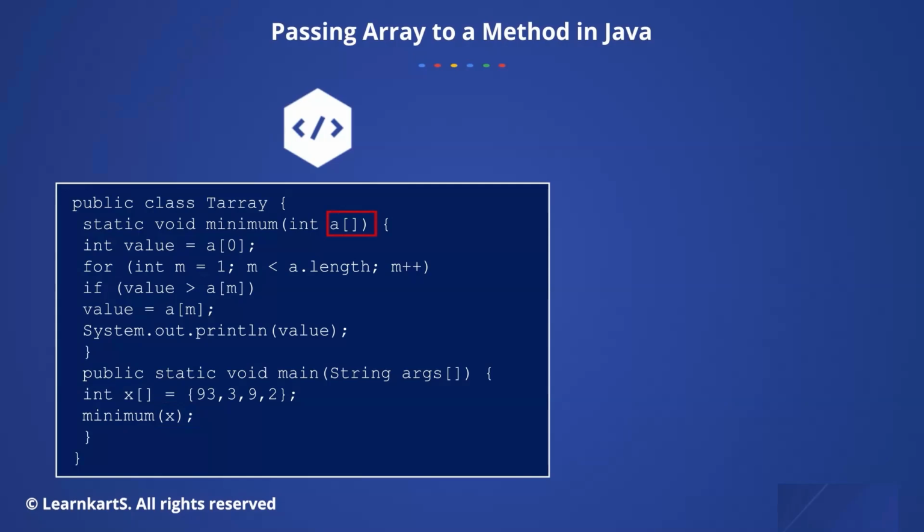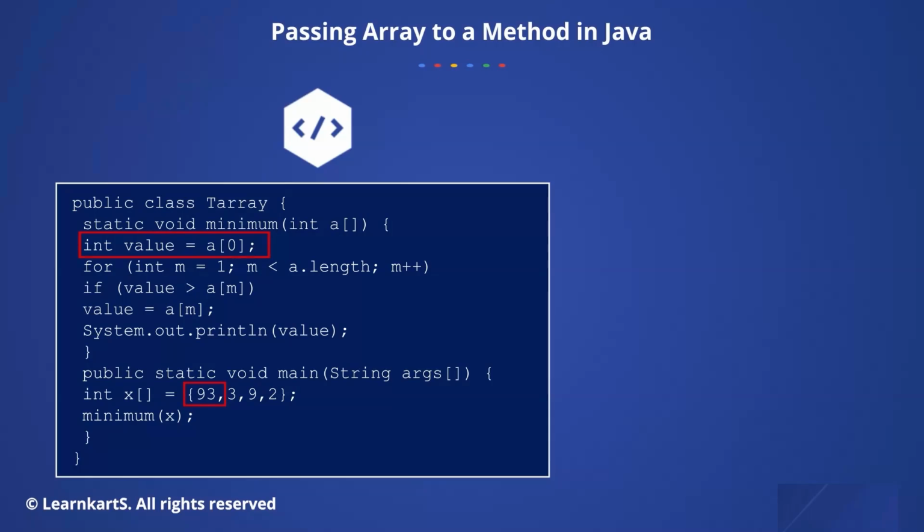Now, once you have x containing the array reference, what will happen? If you see here, we are taking the first value as this value variable. We are taking the first value of it. What is it? It is 93. So 93 is stored here.